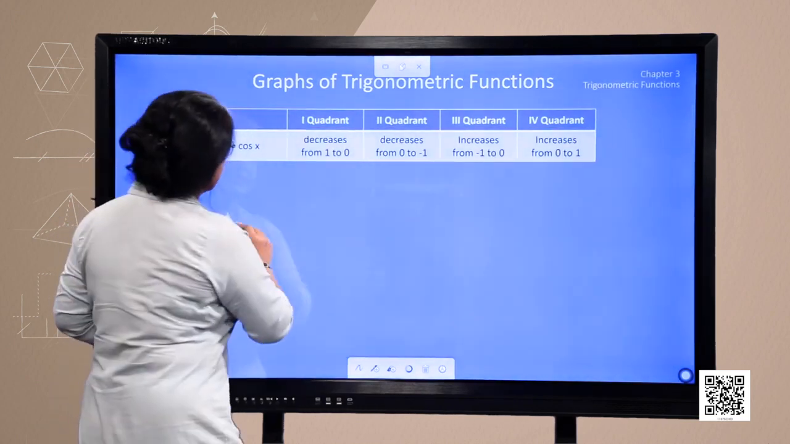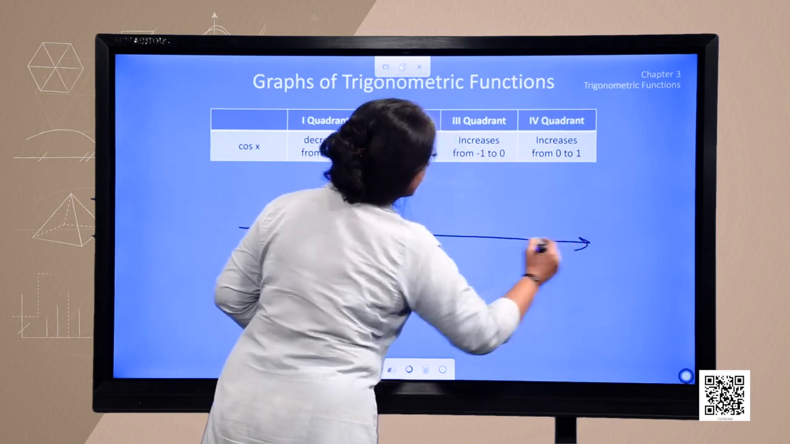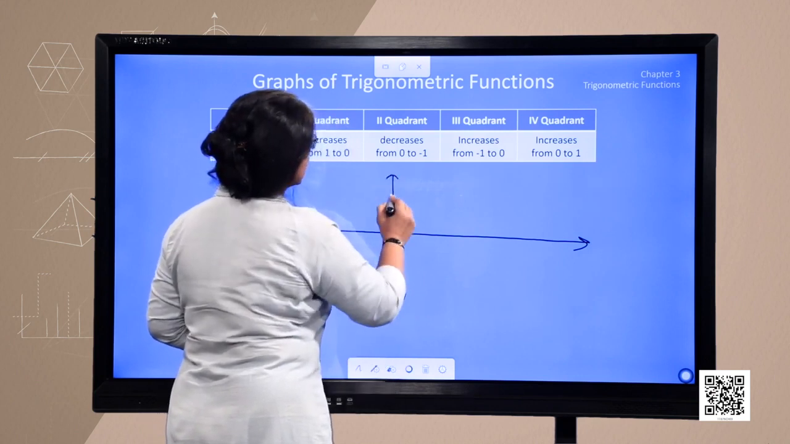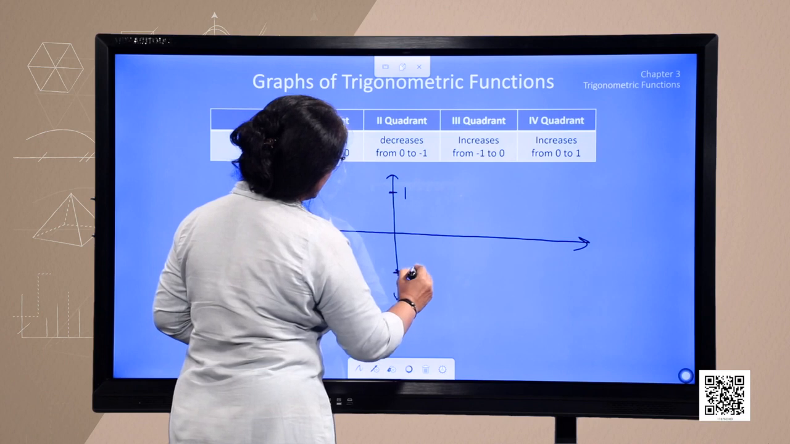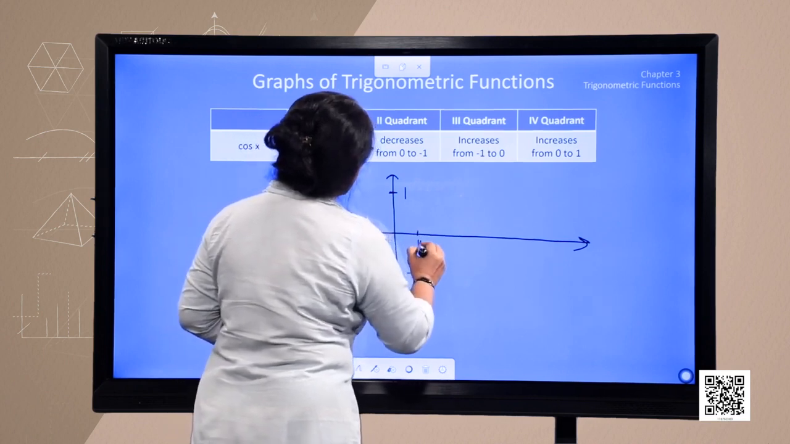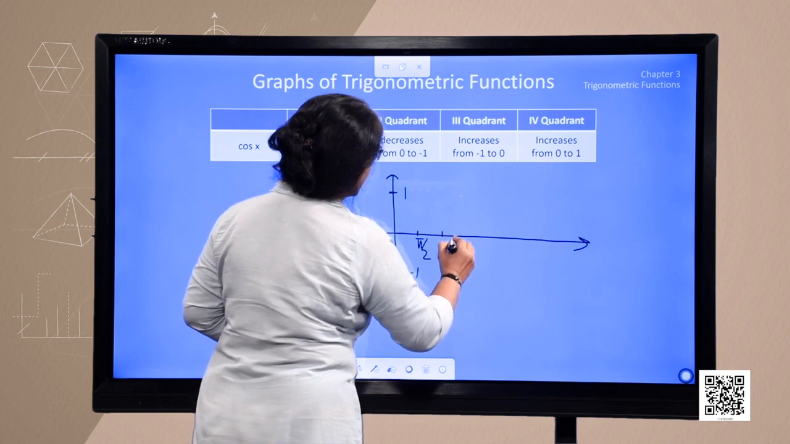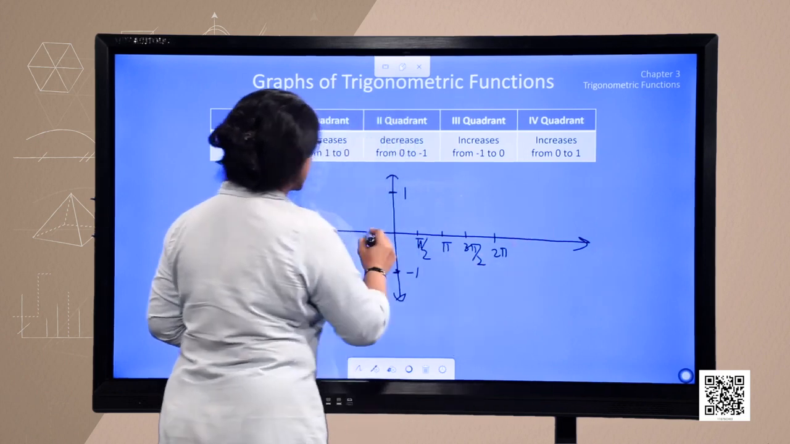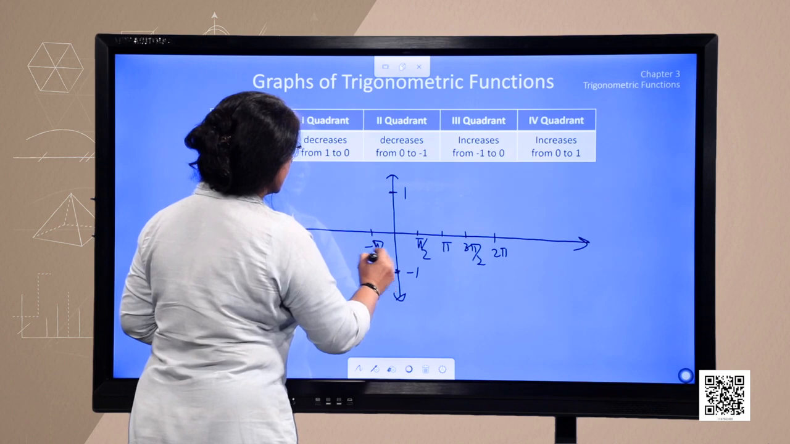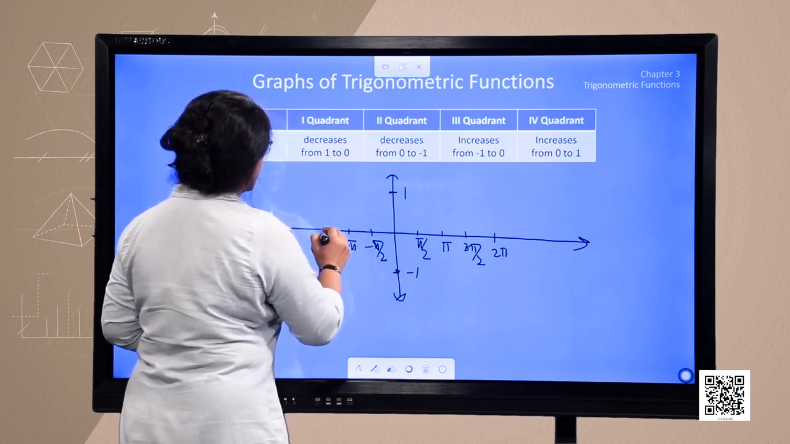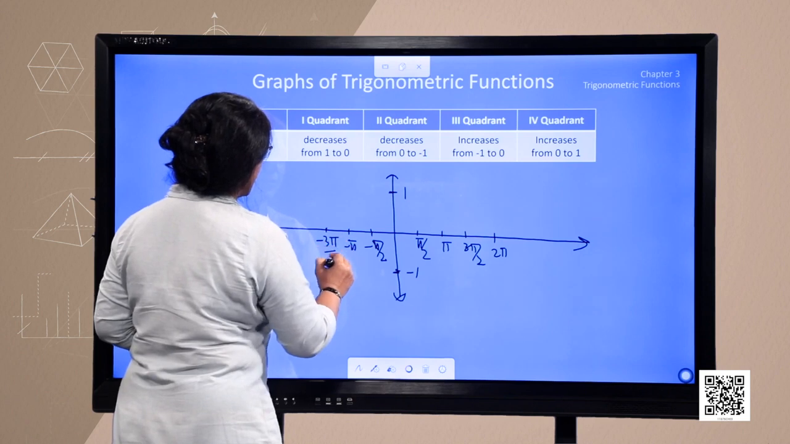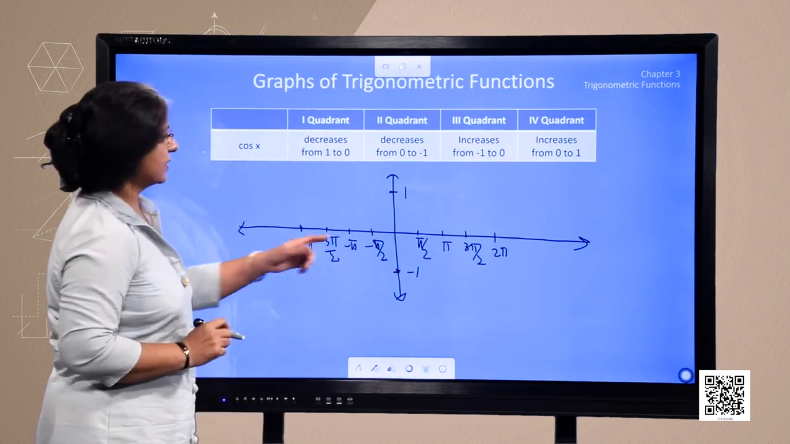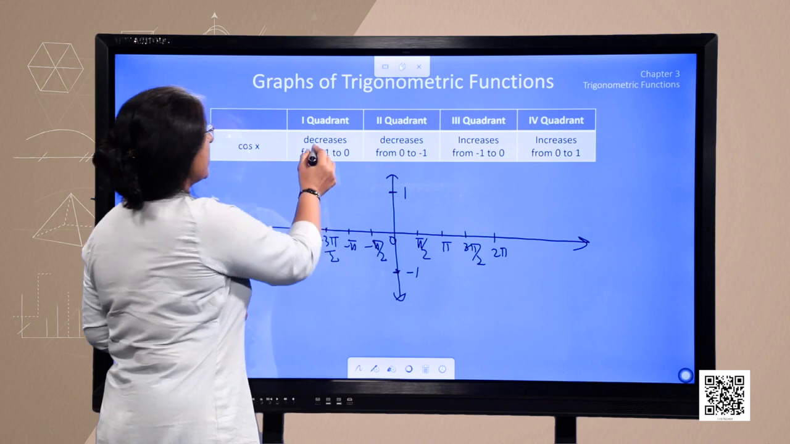Now, for cos, the same way, real number line, since cos is defined for all real numbers. This is the y axis, maximum value 1, minimum value -1, and we take pi by 2, pi, 3 pi by 2 and 2 pi, and similarly we can extend it further. Here in the negative direction, we take values of minus pi by 2, minus pi, minus 3 pi by 2 and minus 2 pi.